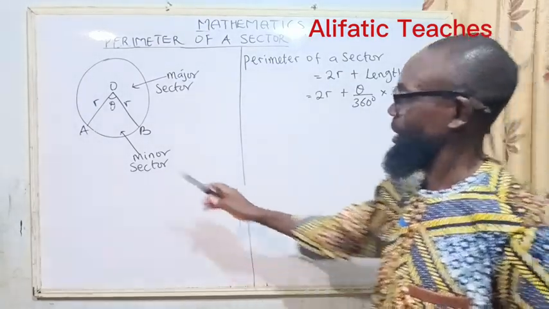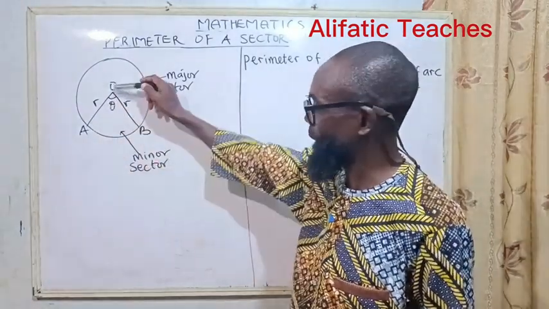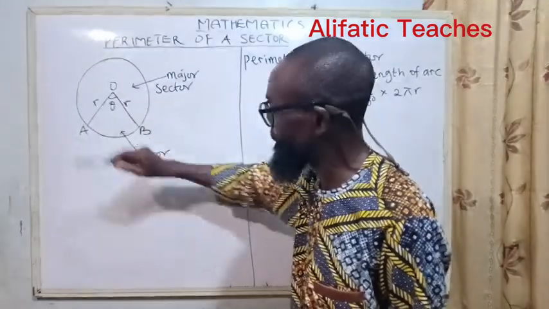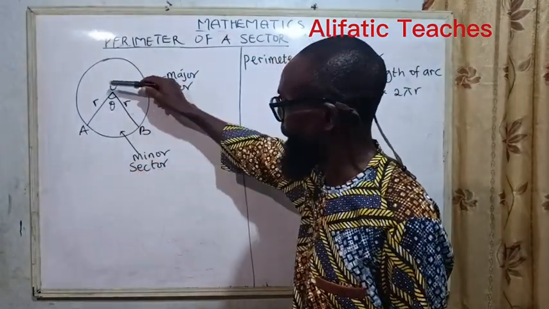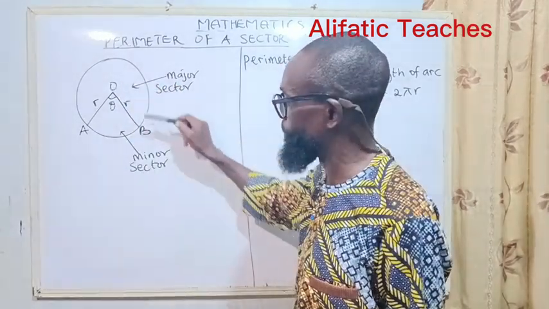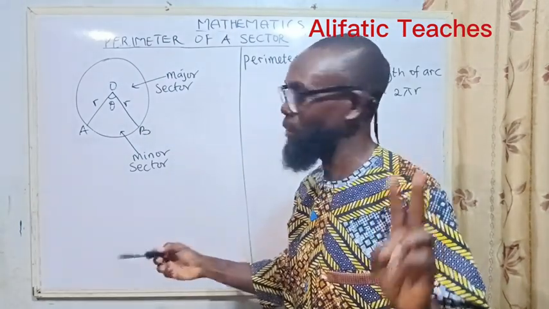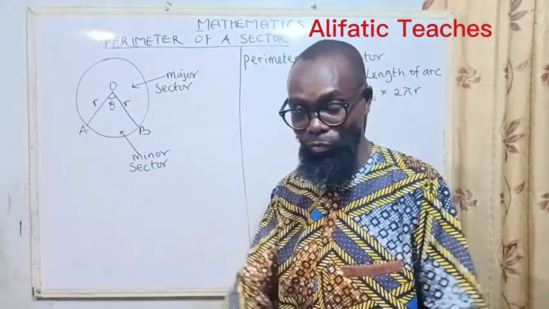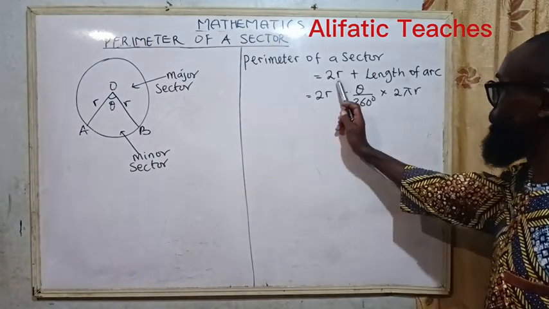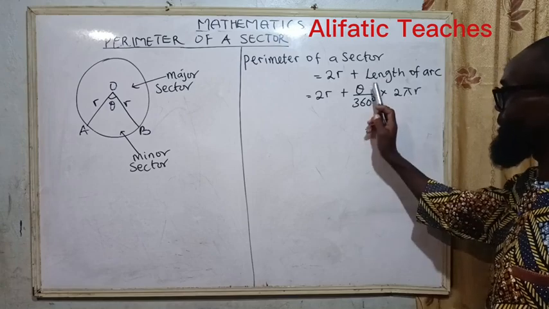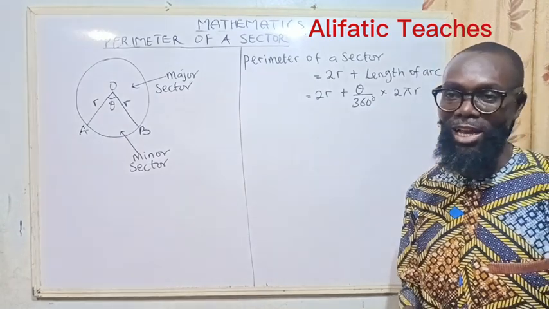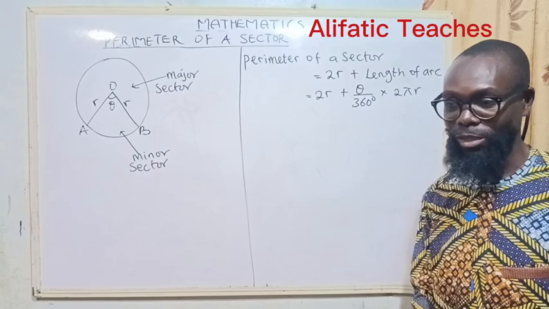So that's perimeter. We have two radii here, the first one and the second one. What makes up this sector are line OA, line AB, line OB. And we know that line OA is a radius, OB is a radius, meaning two radii, 2r. Then A to B is the length of the arc. So we sum everything together. So the perimeter of a sector equals 2r plus length of arc, which is theta over 360 times 2 pi r. So let's apply this in understanding of this topic.